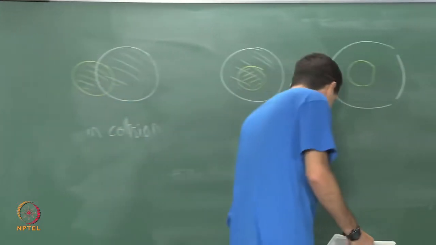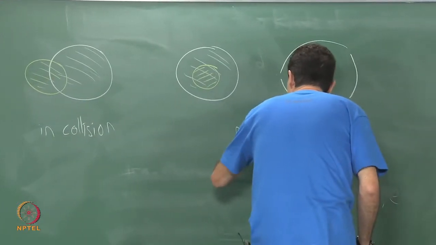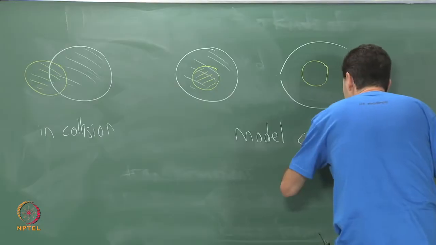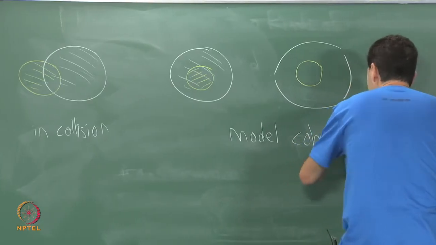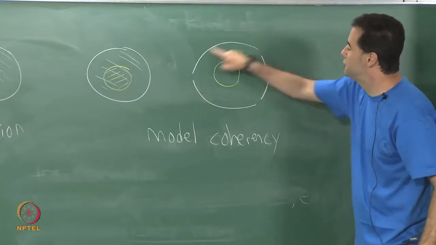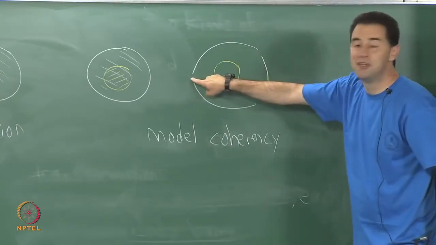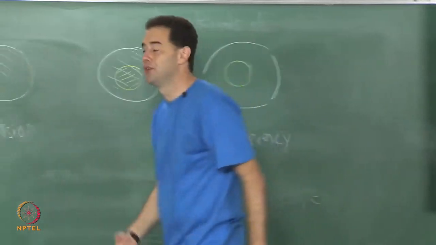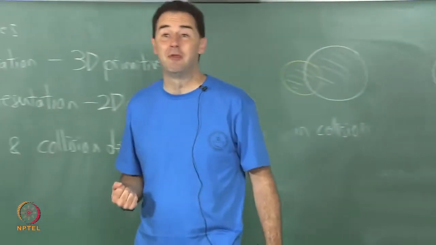This is called model coherency, where this particular example I've given has a lack of coherency. You meant this to be a closed curve, but it ends up getting broken. So you have to ask yourself, what's the coherency or perhaps consistency of the model?